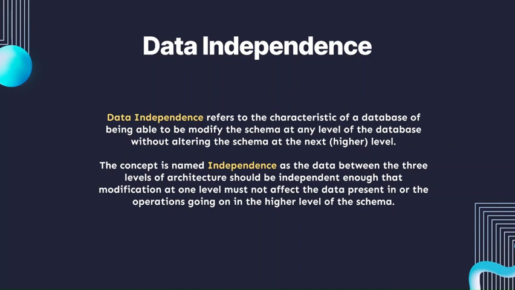That is, if we are changing the data type of a particular attribute, it shouldn't alter the relationships between the tables. The concept is named independence as the data between the three levels of architecture should be independent enough that modification at one level must not affect the data present in, or the operations going on in, the higher level of the schema. It is called independence because the data is independent. One layer is independent of the other layer.